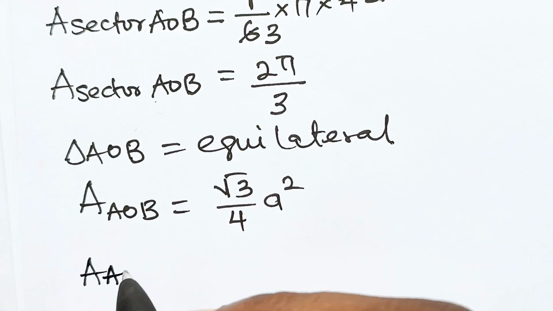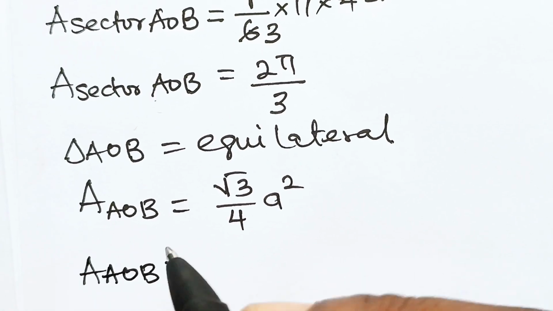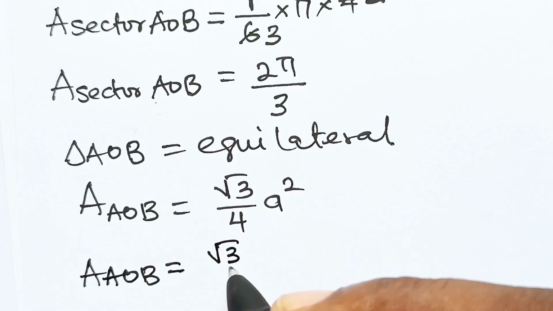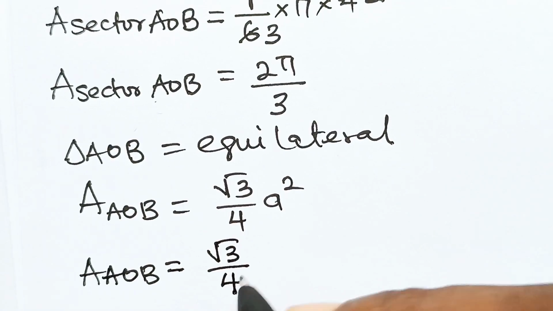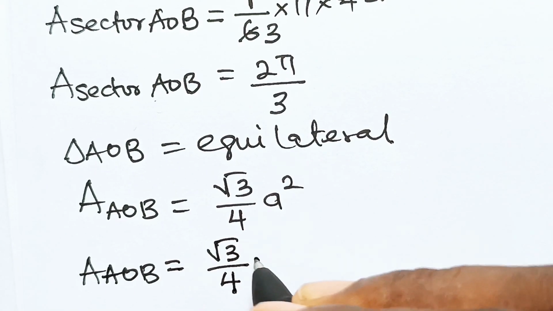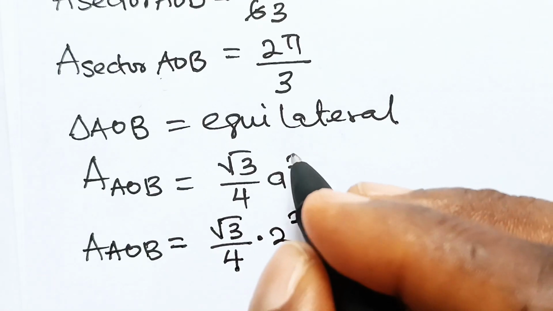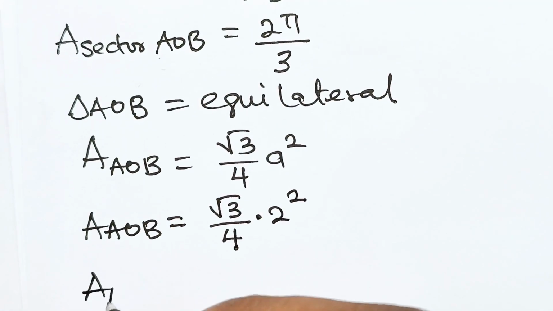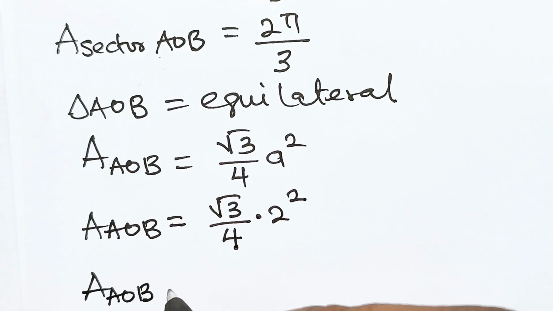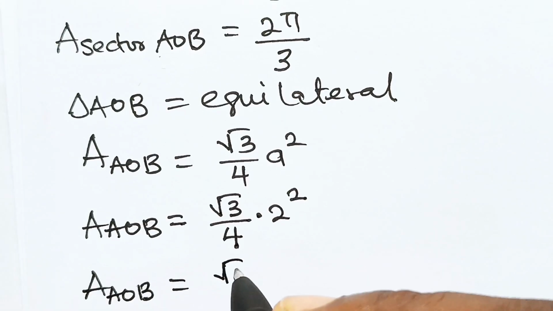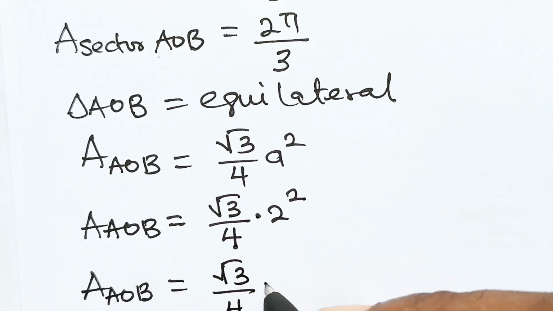So the area of triangle AOB will be equal to square root of 3 divided by 4 multiplied by 2 squared. So we have the area of triangle AOB will be equal to square root of 3 divided by 4 multiplied by 4.